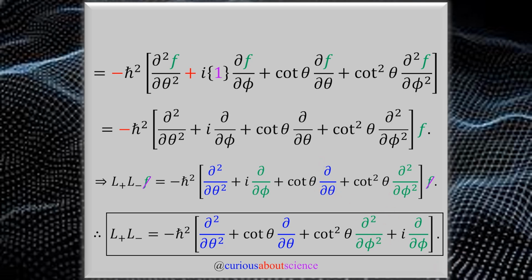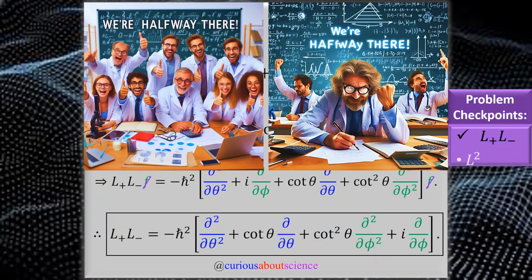So with that, we reach our first checkpoint, which is showing or deriving the L plus L minus operators with respect to the test function and the spherical coordinates. So that's nice. As you see, we're happy now that we're halfway there. Let's not stop this momentum, no pun intended. No, I lied, very much pun intended. And continue on to part B, where we can analyze the case of L squared.